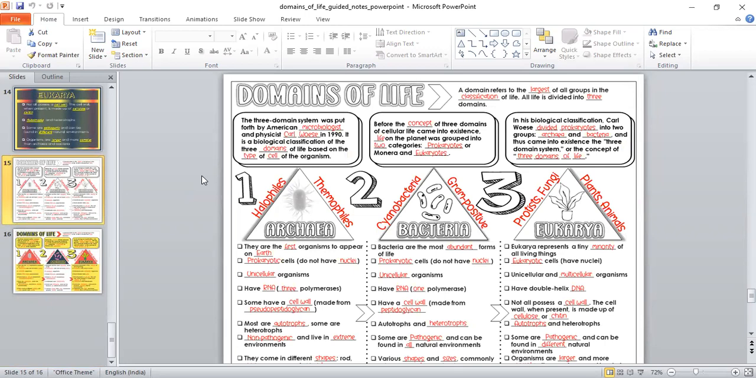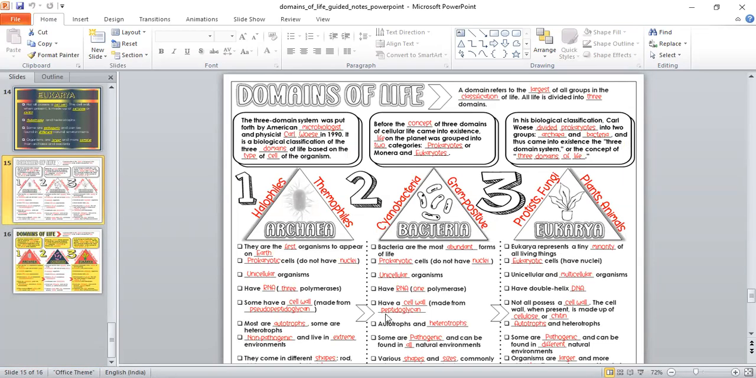So this is the summary of the domain system of life. The three-domain system, the term was coined by Carl Woese in 1990. First is the archaea. Archaea are the first organisms, and they are prokaryotic in nature, and they do not have nuclei. They are unicellular. They have RNA, and they have pseudopeptidoglycan. They do not have peptidoglycan. They have a cell wall, and they are autotrophic, and some of them are heterotrophic.